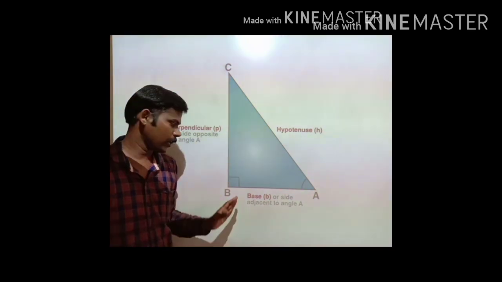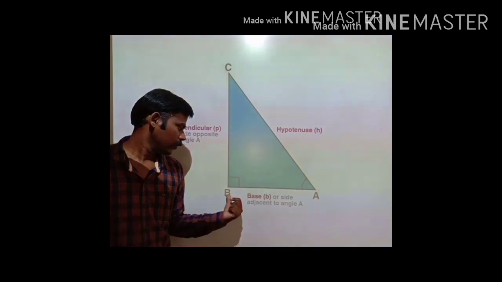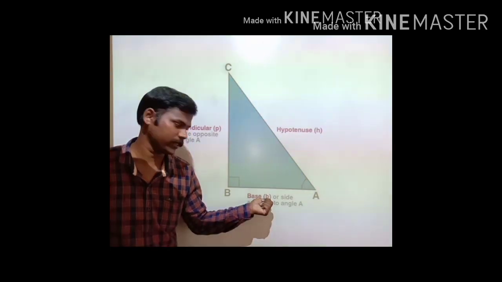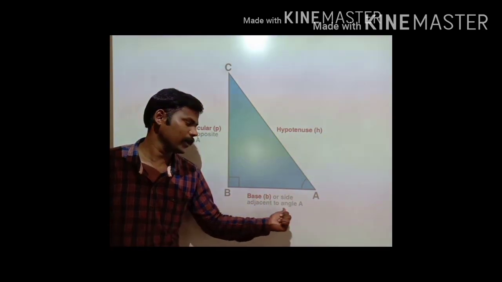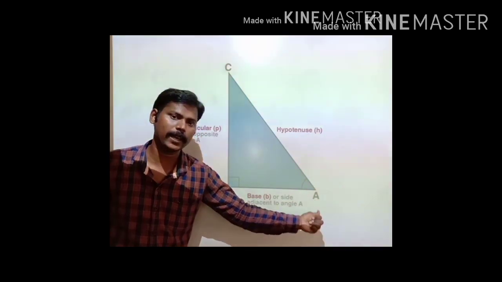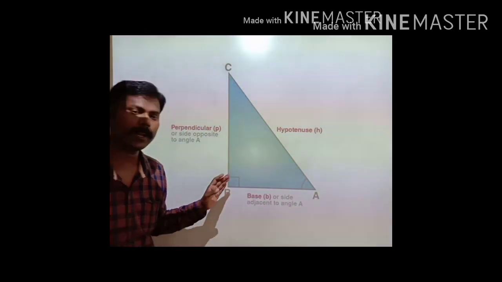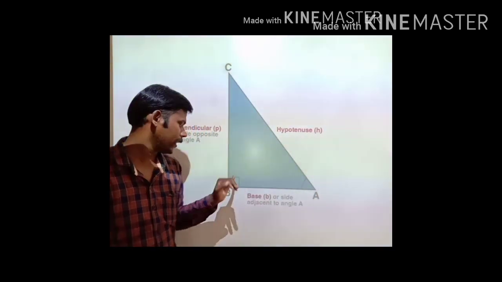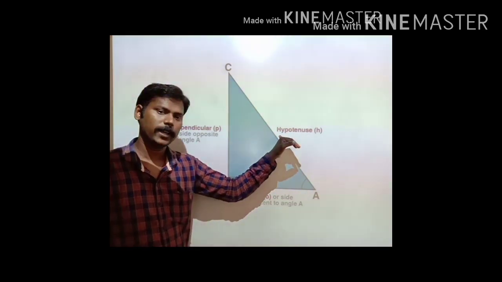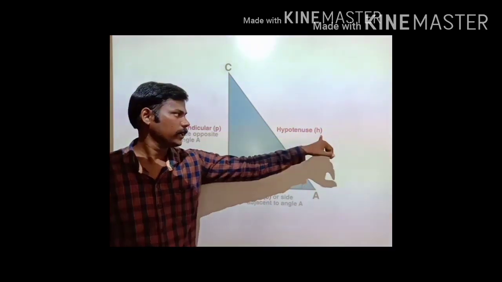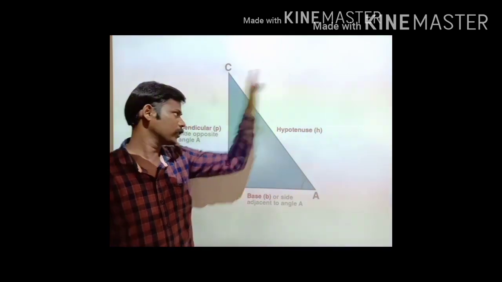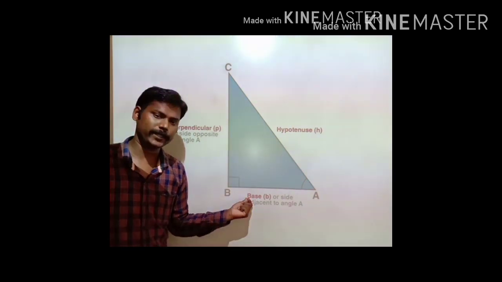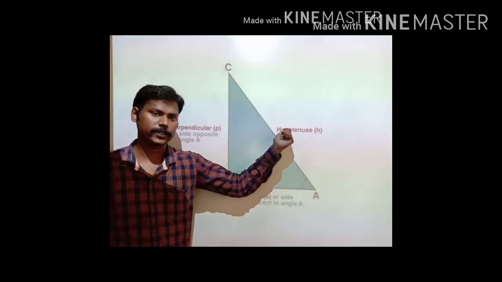Next, observe the bottom side, children. AB is called the base. It is denoted by small b, base. So it is the side adjacent to angle A, because we consider the angle at vertex A. Now we already learned that according to the Pythagoras theorem, the side AC, which is exactly opposite to 90 degrees, is called the hypotenuse, denoted by small h. Looking at the total diagram: perpendicular, small p; base, small b; hypotenuse, small h.